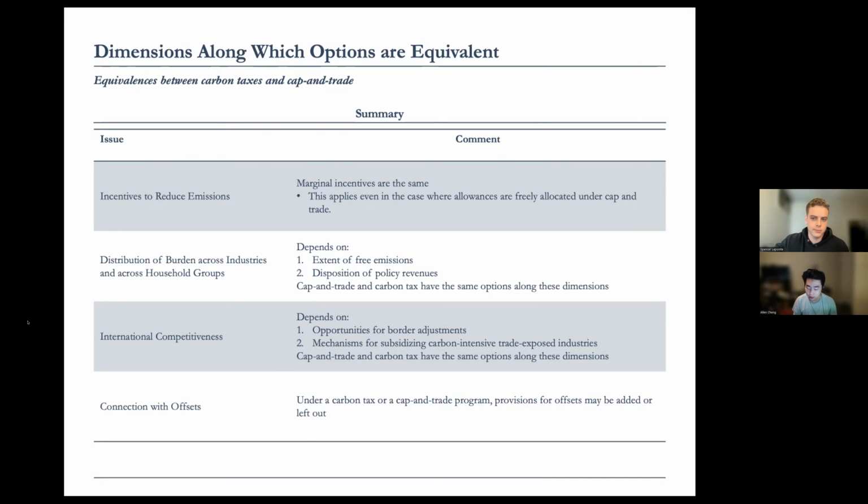Lastly, it relates to the connection of offsets. Even under a carbon tax system, provisions for offsets can be added or left out, similar to a cap and trade program. So the author argues that as long as a carbon tax system is structured in an appropriate way, it results in the same outcome and equivalency as it would have under a cap and trade system.